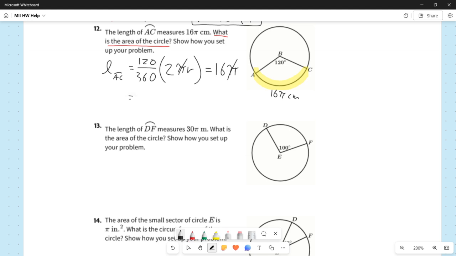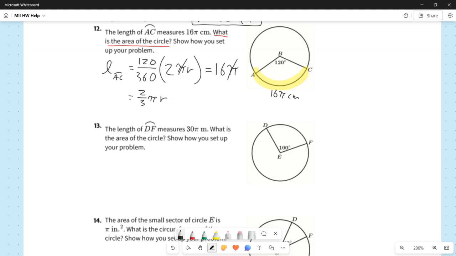120 over 360 is 1/3. If you don't recognize that, you can always use your calculator. But 120 is the GCF of both 120 and 360, so we divide it out and we end up getting 1/3. And then when we multiply by the 2, everything over here simplifies to 2/3 pi. That's what that entire left-hand side simplifies to.